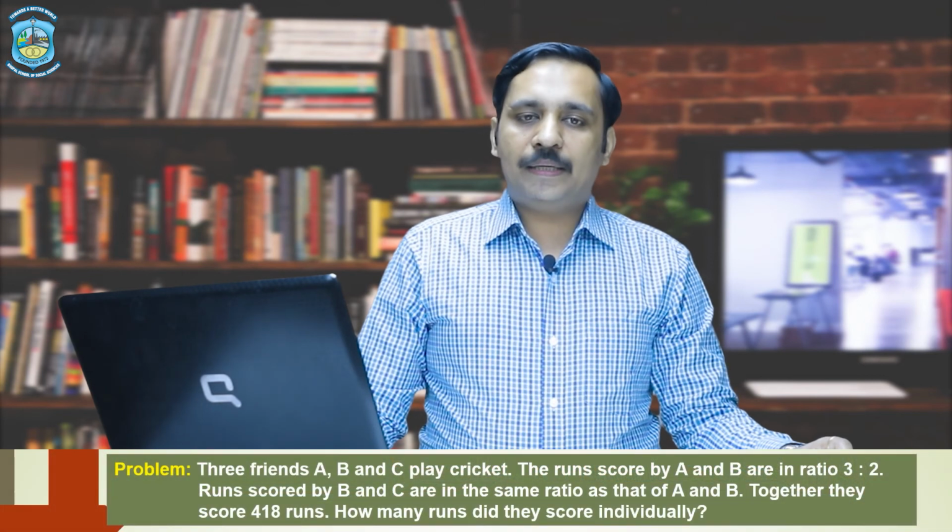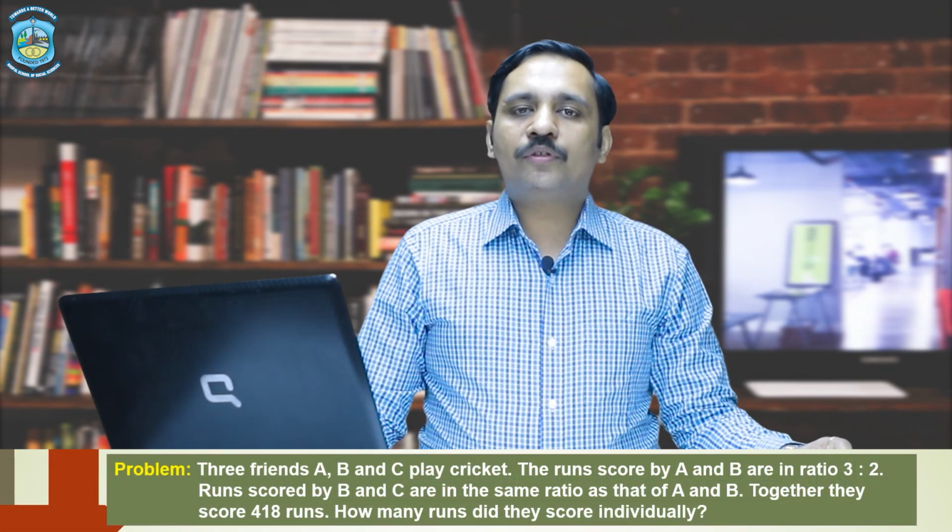Let us see another example. There are three friends A, B and C who play cricket. The runs scored by A and B are in the ratio 3 is to 2.